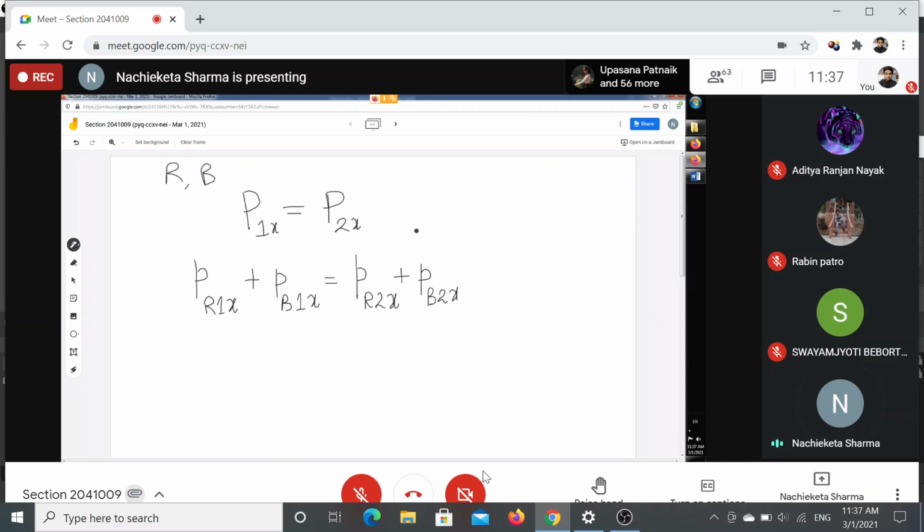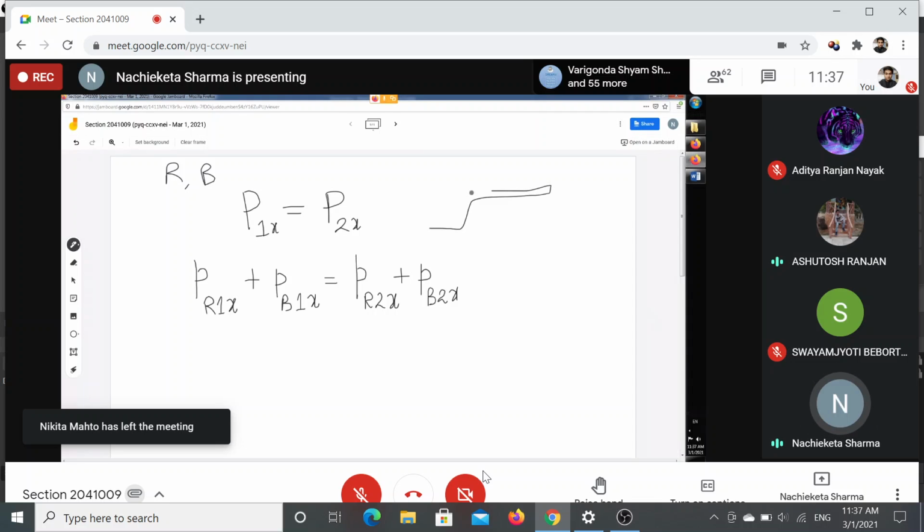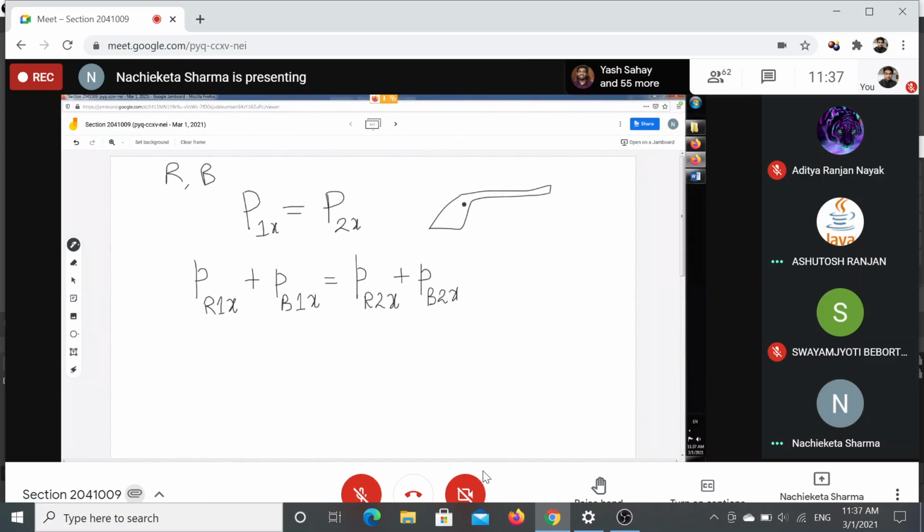What is the speed of the gun before collision? Yes, 0. And what is the speed of the bullet? 0. So PR1x is equal to 0 and PB1x is also 0. So the left hand side is equal to 0, and that is equal to two quantities, PR2x plus PB2x.